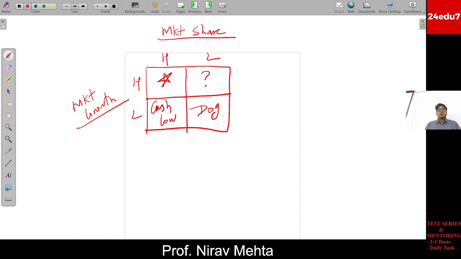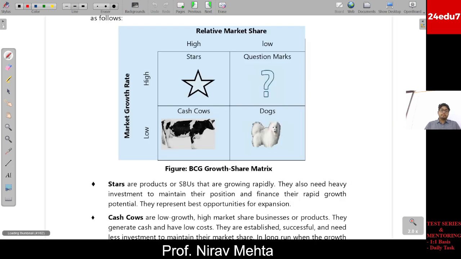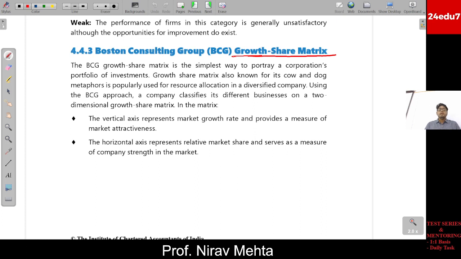Understood? In exam, if they ask, explain one growth share matrix, and they don't give the name, then what will you write? Listen now. The BCG growth share matrix is the simplest way to portray a corporation's portfolio of investment. Portfolio. Growth share matrix, also known for its cow and dog metaphors, is popularly used for resource allocation in a diversified company.